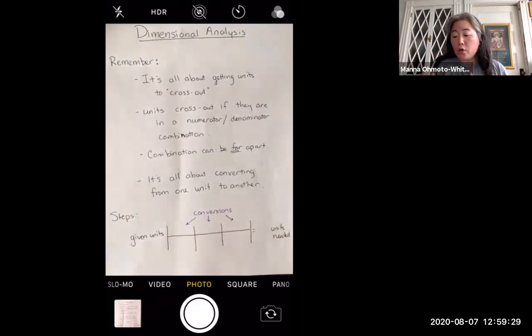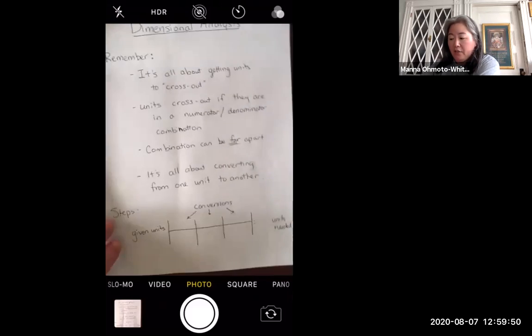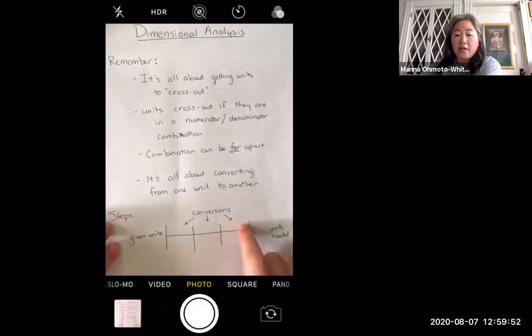So the overall look to it is you're going to have your given units to the left. You're going to have a bunch of conversions, and some people like to use parentheses. Some people like to use this grid format because it's just easier to deal with. And then you're trying to get to your units needed. In general, you want to have the units that you need in the final numerator and your given units crossed out in your first denominator.